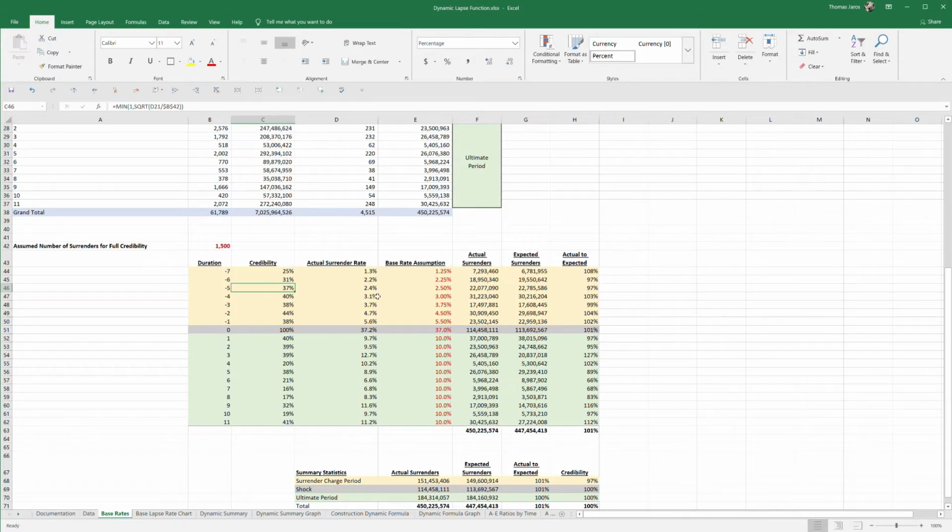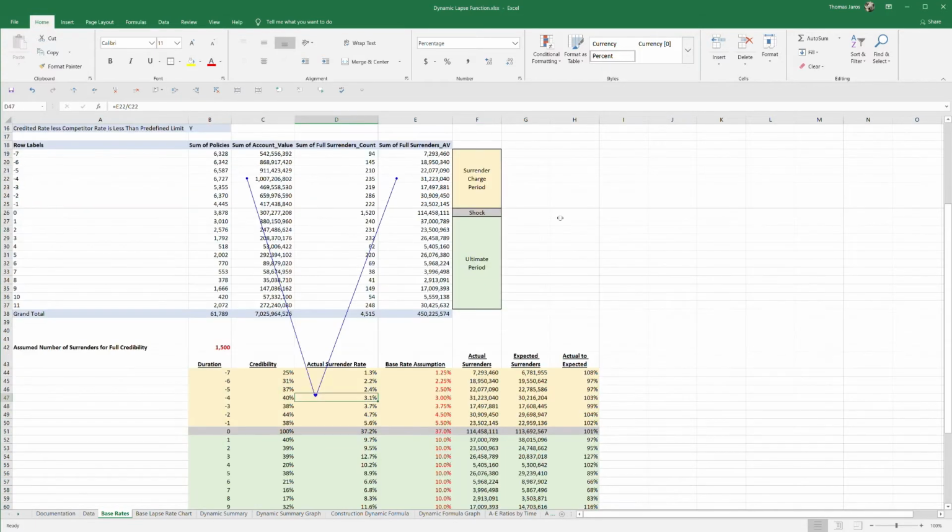We compute the actual surrender value. I can show you what's going into that here. Gee, you're dividing two numbers. The math is not hard, 3.1% in that case. I'm going to get rid of those arrows. You can see the actual surrender rates right here.